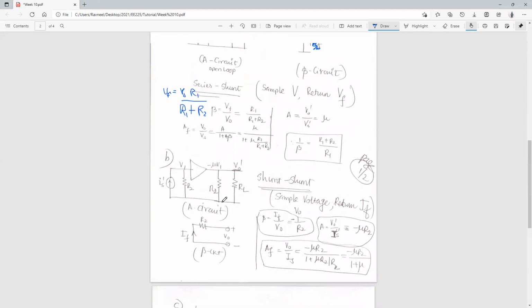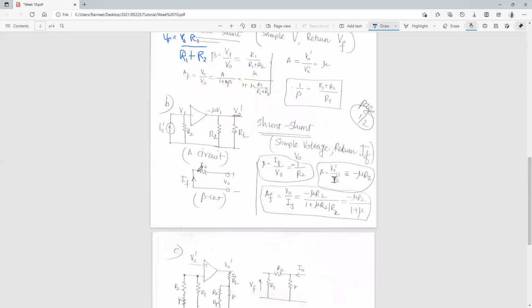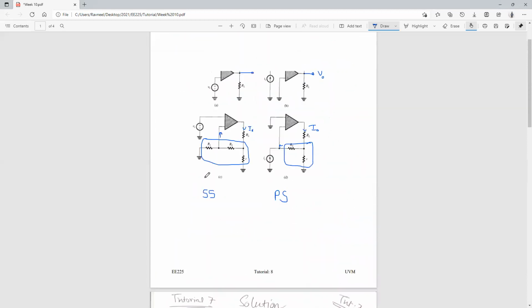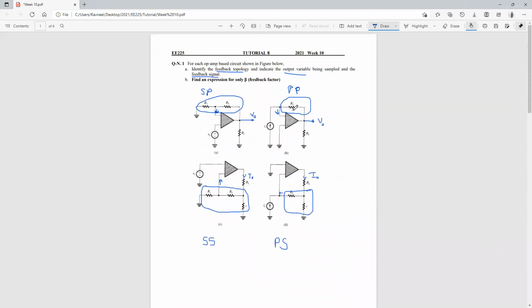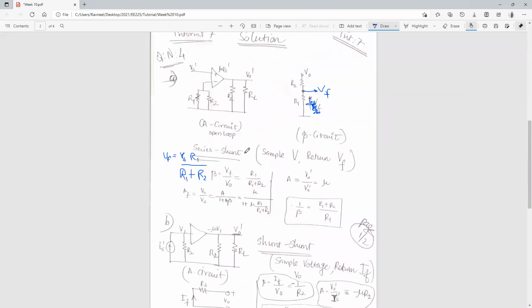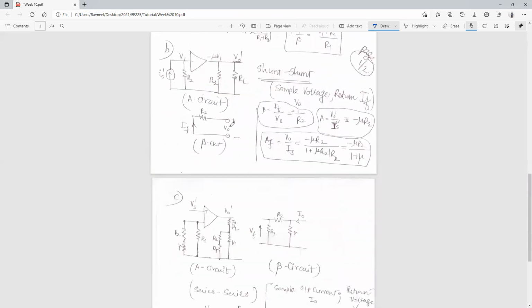Again, the beta circuit. This is just the beta circuit. We have an output and then we have a feedback, IF. So this is the beta circuit, just R2. What happens is your input to the circuit will be V0, your output will be IF. So your beta formula is basically IF upon V0.